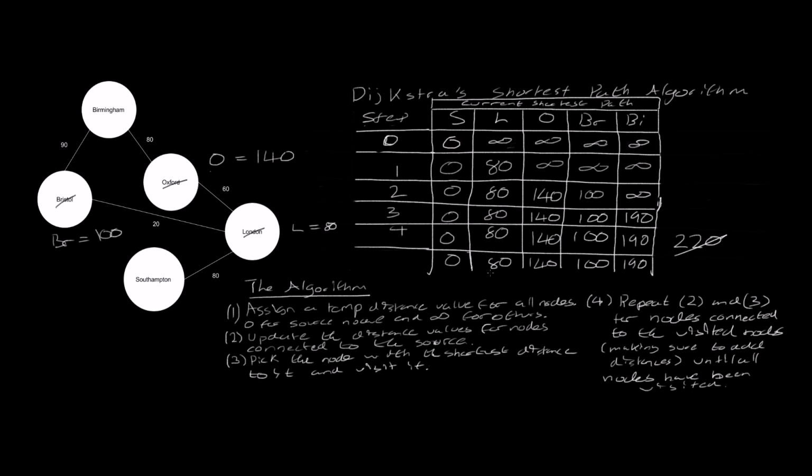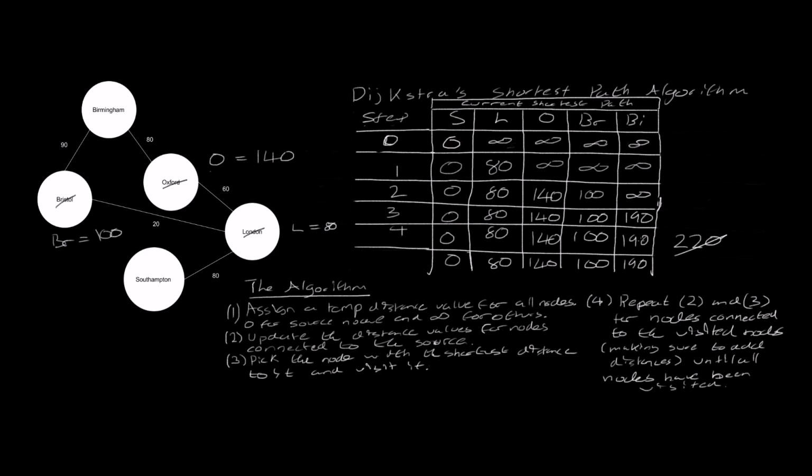There we go. In my final column of the table, I've now left in my table the shortest routes from Southampton to all the other nodes. So my shortest route to Southampton is 0, to London is 80, to Oxford 140, to Bristol 100, and to Birmingham 190.